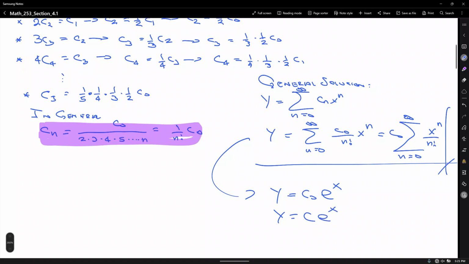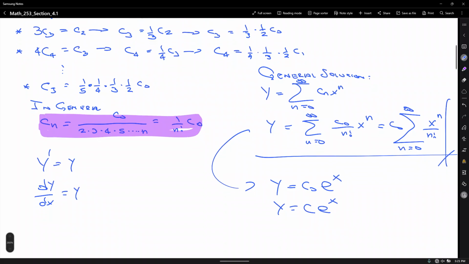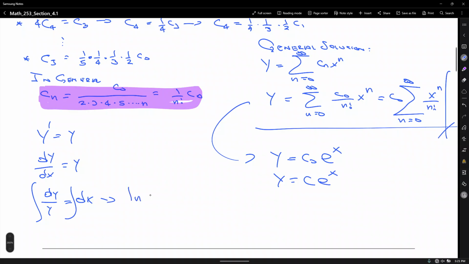You may wonder, why do all this mess of finding coefficients using series while this equation, y prime equals y, can be solved by separation of variables? This is a very nice and simple separable equation. dy over y equals dx. Integrate both sides. That gives us ln of y equals x plus c. Exponentiating both sides, y equals c e to the x. Same, isn't it? For this exercise, everything works nice and easy.